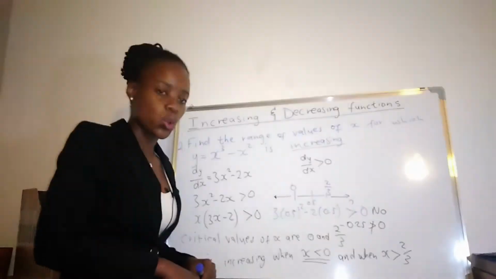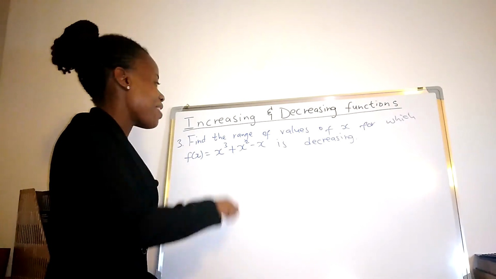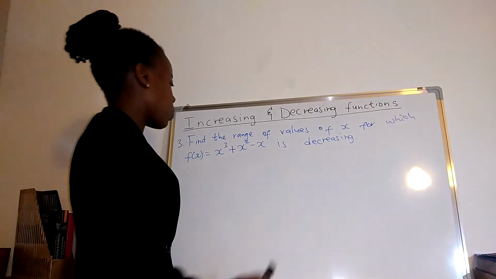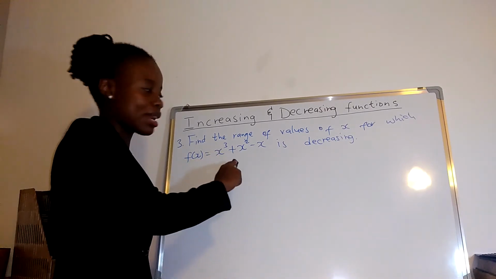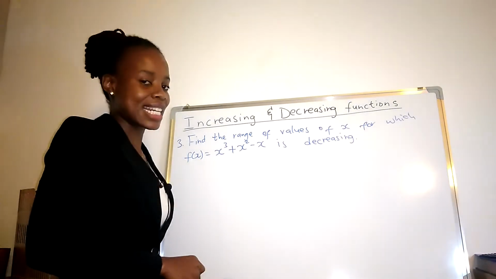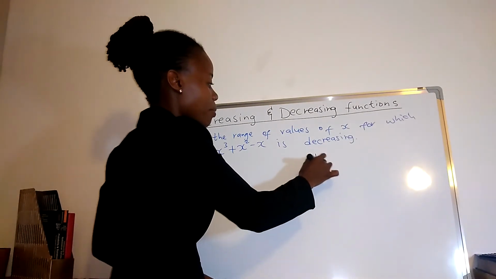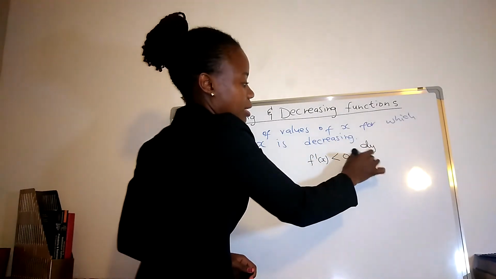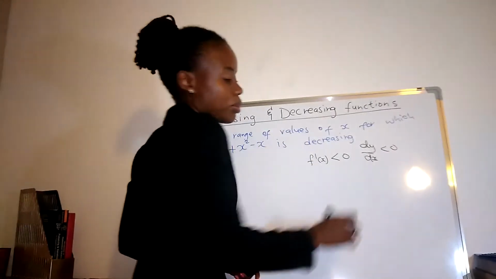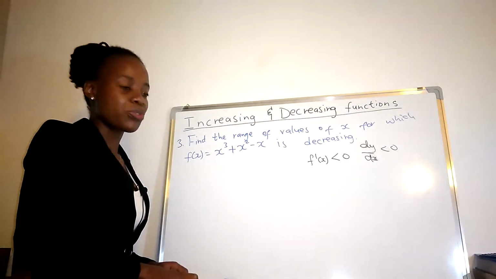Now let's get to number 3. Number 3, find the range of values of x for which f of x equals x to the power 3 plus x squared minus x is decreasing. So decreasing is f prime x less than 0, or dy/dx less than 0. So it means that we are going to differentiate this.